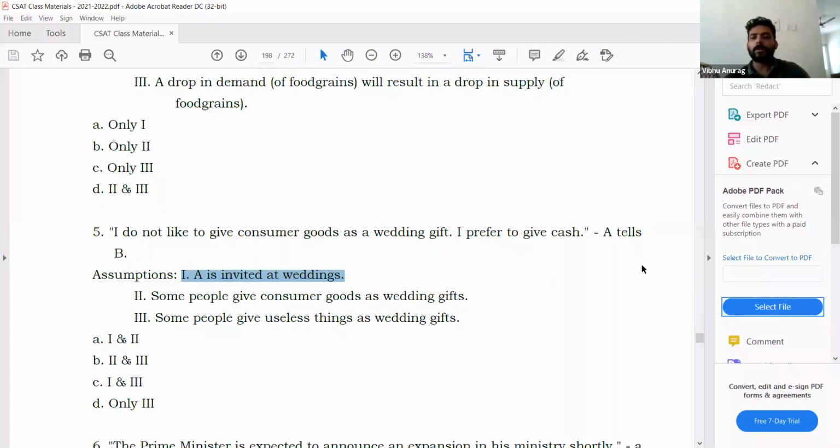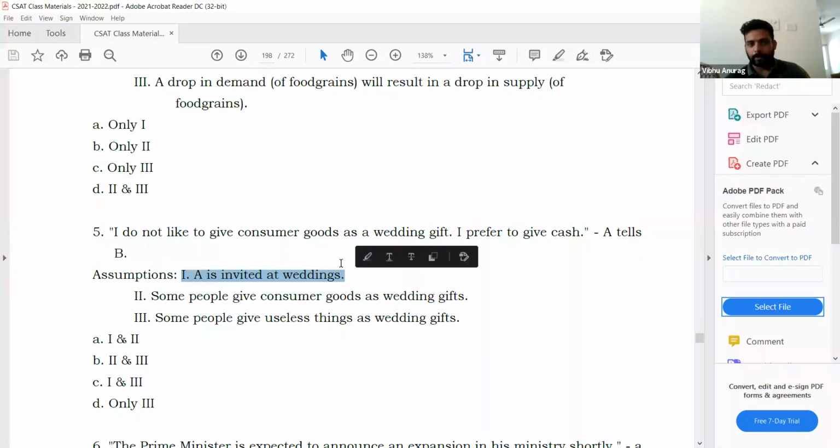Situation is not considered beyond gifts. Your gift is for the purpose of wedding. See this, wedding gift. I do not like to give consumer goods as a wedding gift. So he's talking about giving wedding gifts. The situation is not beyond gifts. It's about the gifts only. What gift are we talking about here? Wedding gift. I prefer to give cash. I prefer to give cash where? As a wedding gift. So does he believe, first of all, that he is invited at weddings?